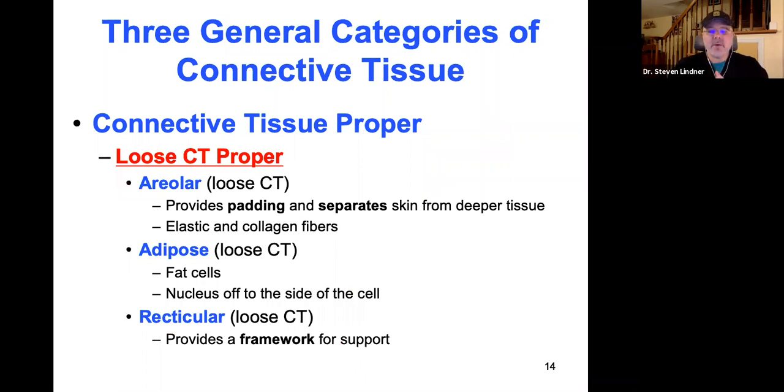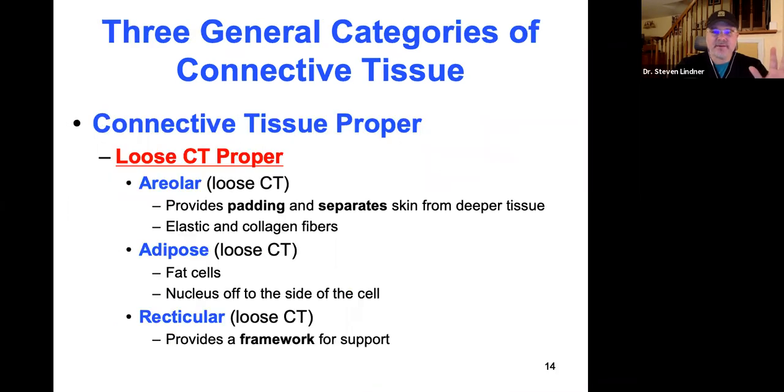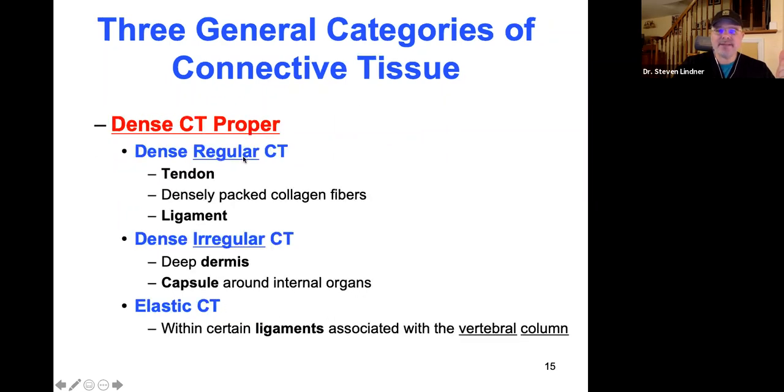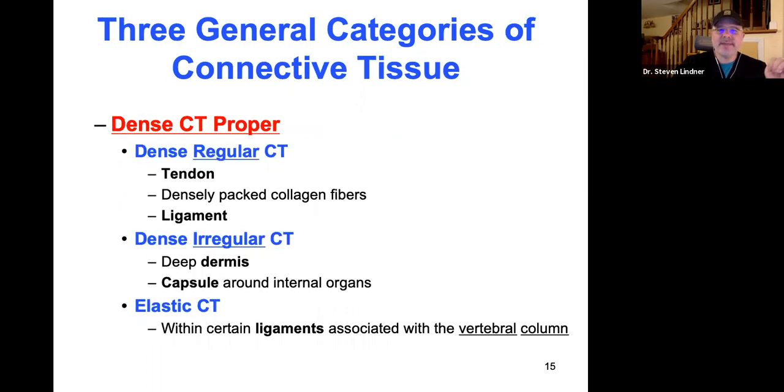All right, now that we've talked about some of the basic functions of connective tissue, we have to look at some of the categories that fall under it. So one of the categories you'll see here is called connective tissue proper, and you have loose connective tissue and dense connective tissue. We have 3 categories under loose. We have dense connective tissue. So we'll talk about dense and loose.